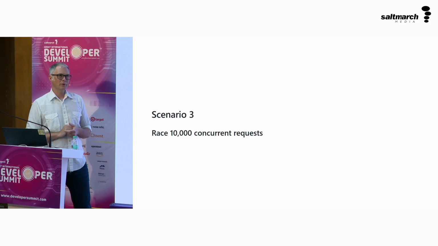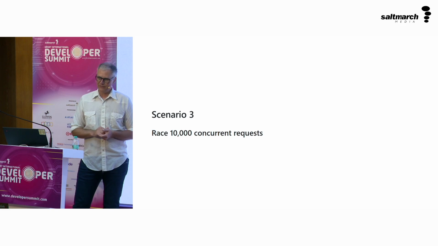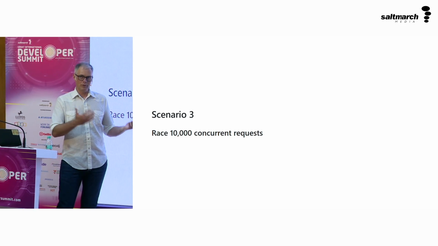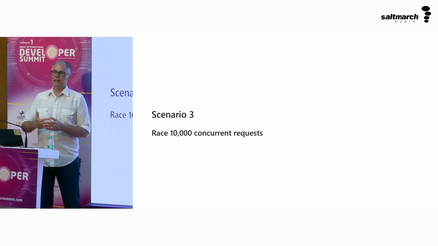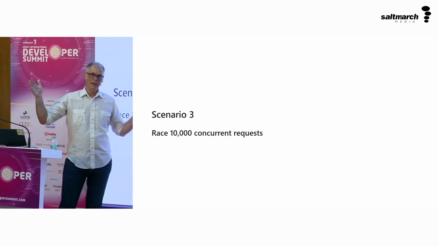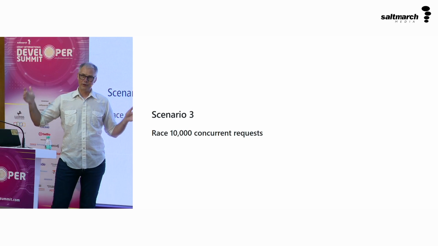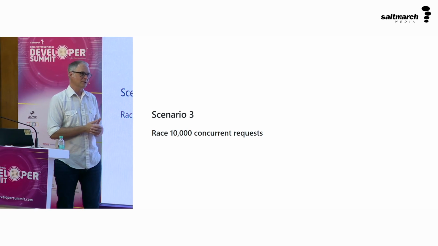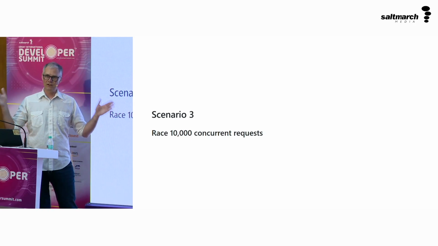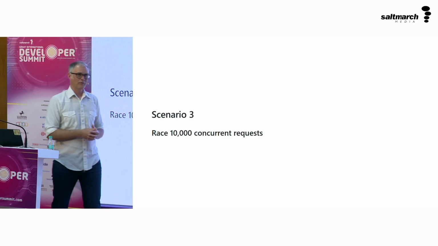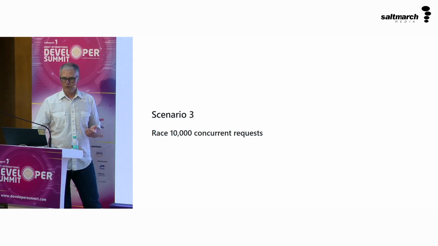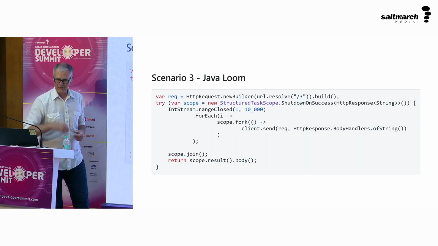With scenario 3, what we have is essentially scenario 1, where we race two things, but now do it 10,000 wide. So make 10,000 requests to the server. And this is where you better have virtual threads or some really efficient way to manage the actual threads, because you have to actually open 10,000 concurrent connections to the server in order for this scenario to pass. And with this one, let's look at some of the different implementations.